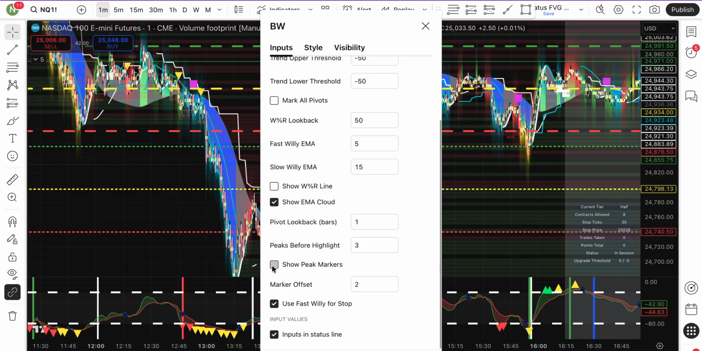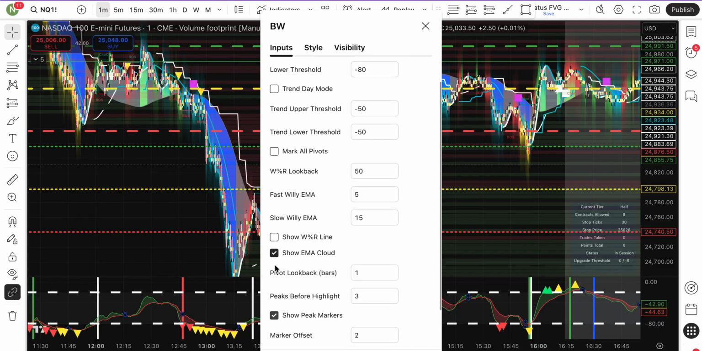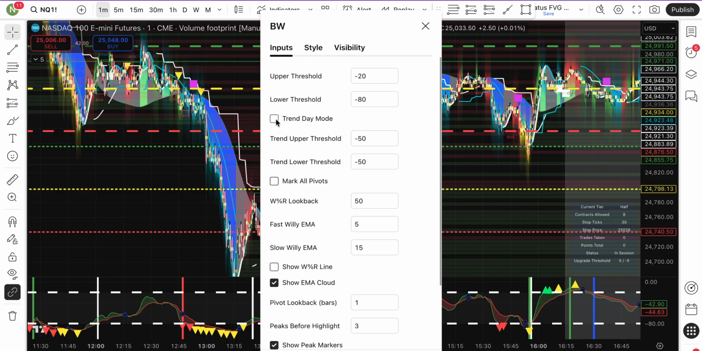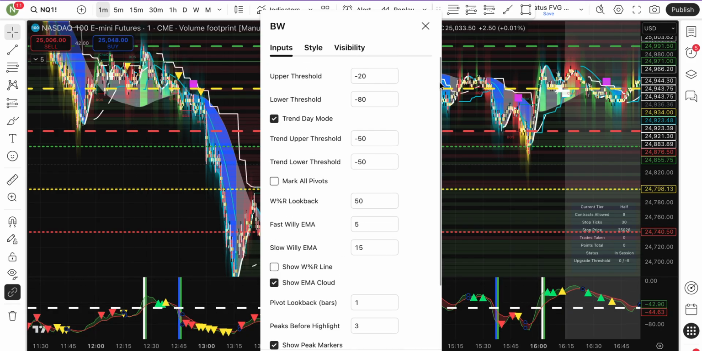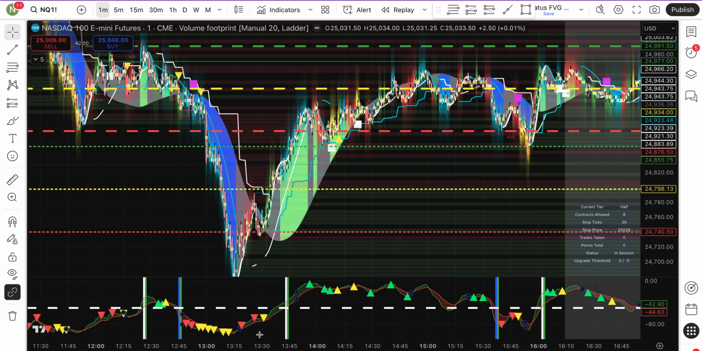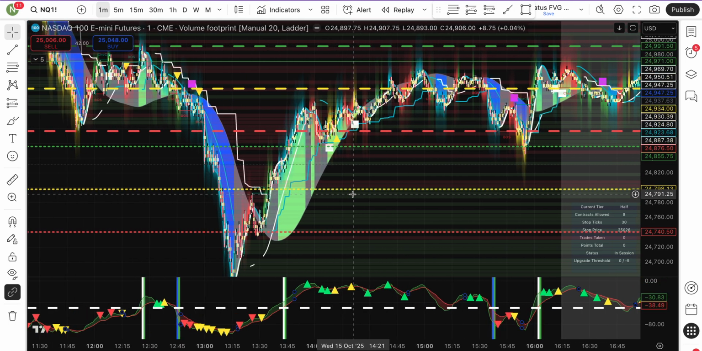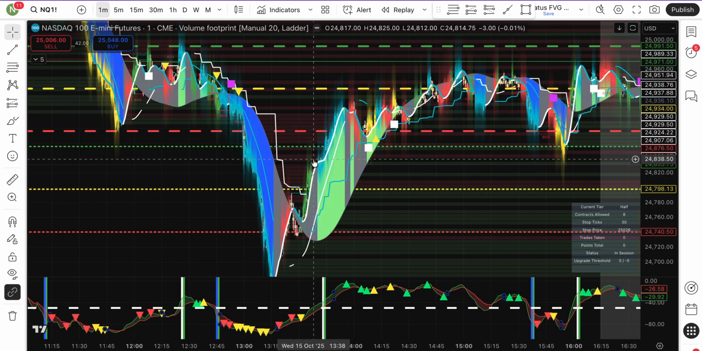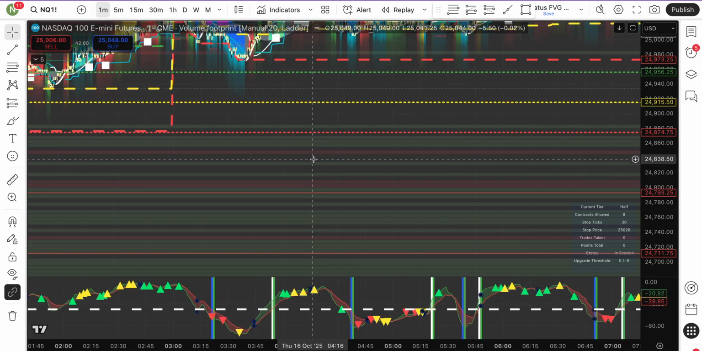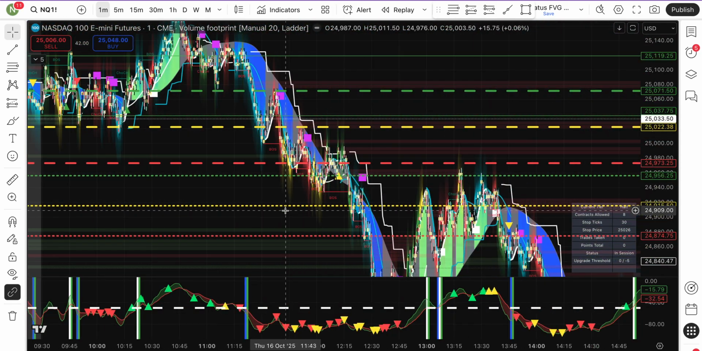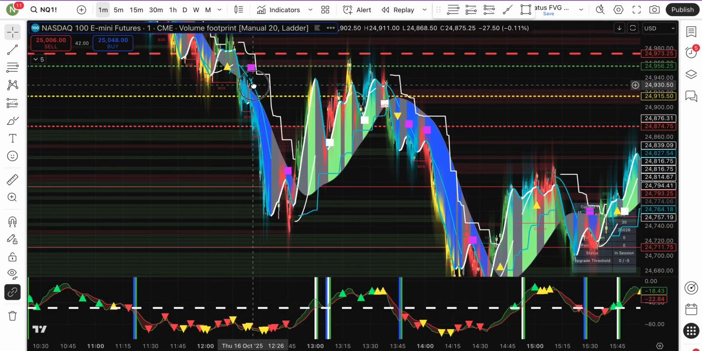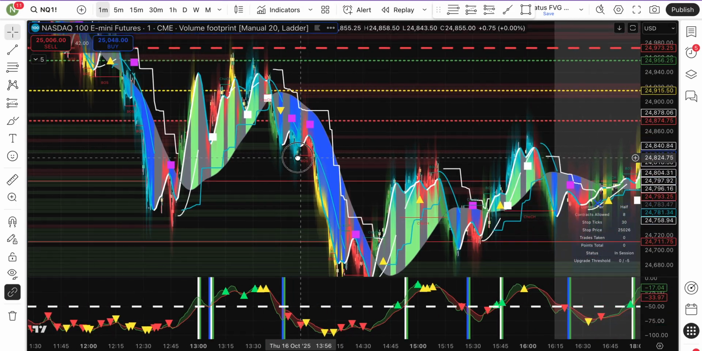So if we keep the peak markers on and turn on trend day mode, you're going to see a little difference here. You see now those triangles have flipped. And basically, if it's a trend day, and this day was not a trend day, so this is not a good example. Let's find one. This is a trend day. Get some up movement.